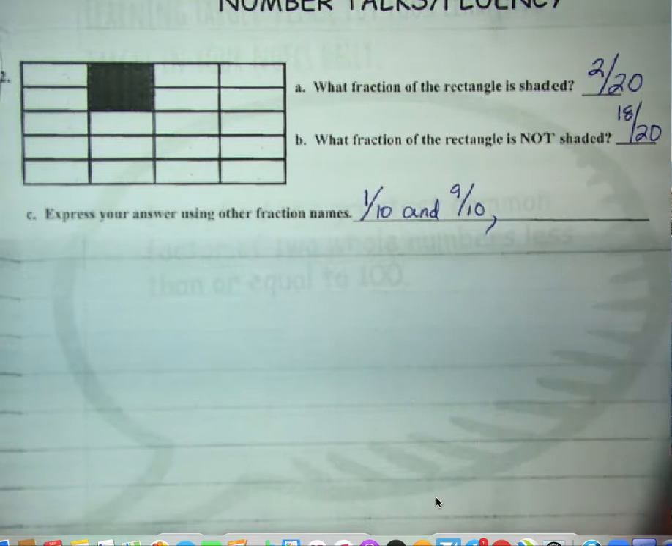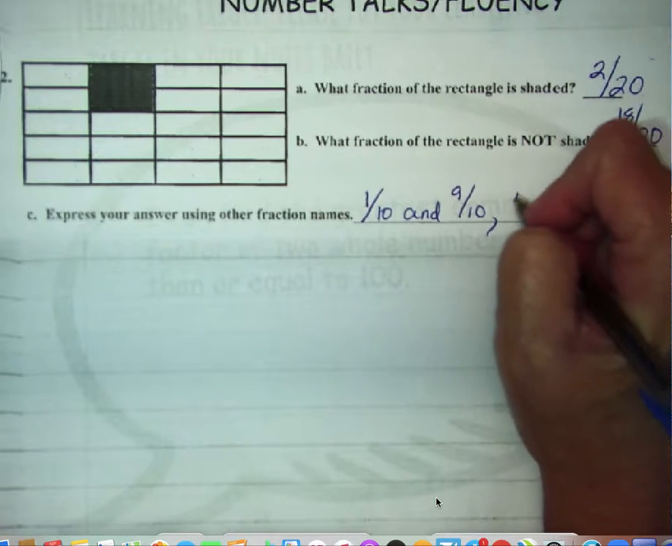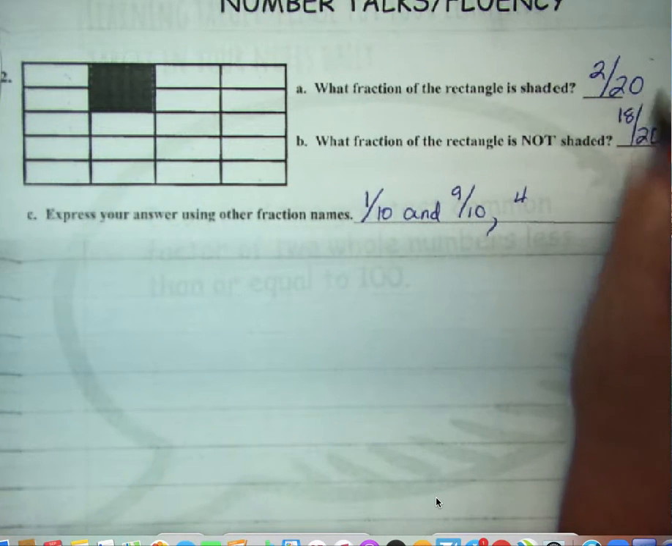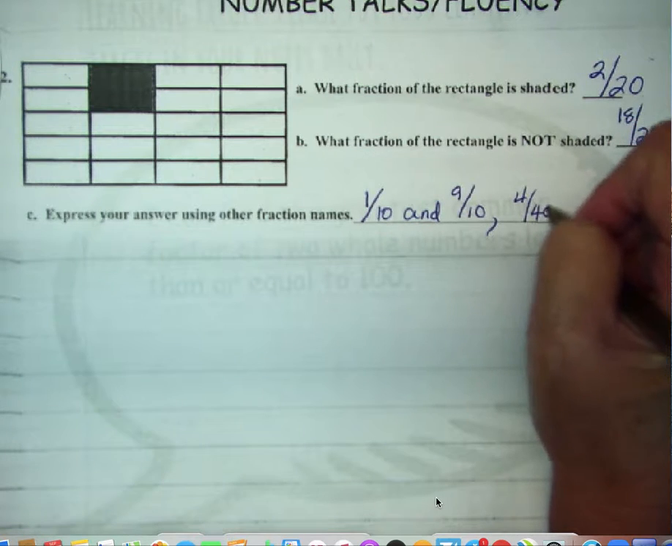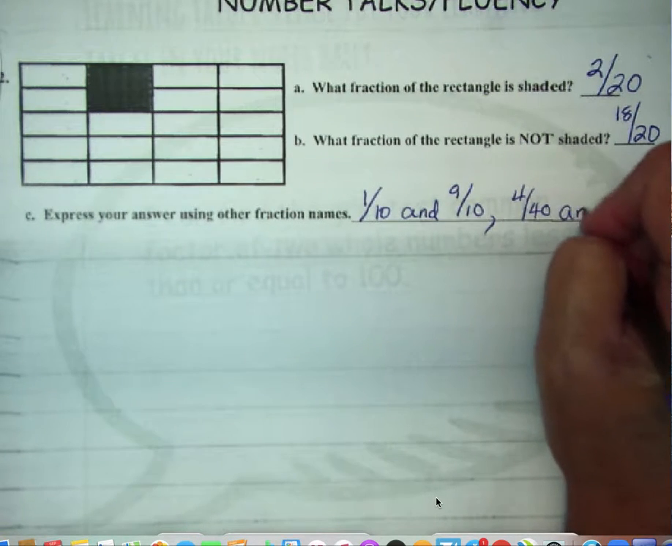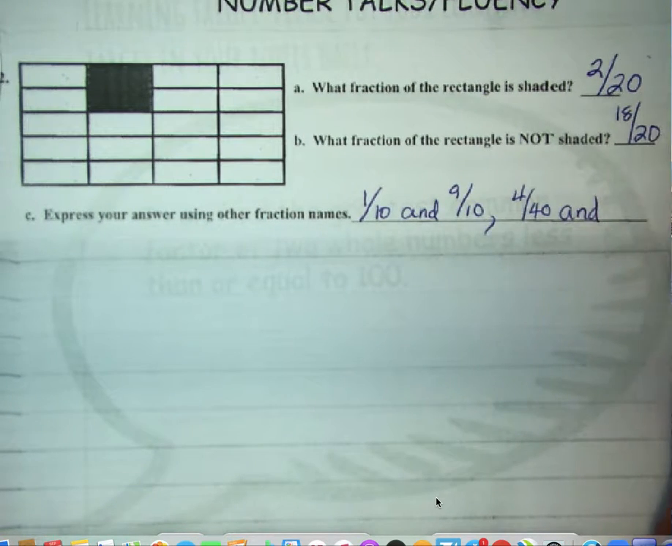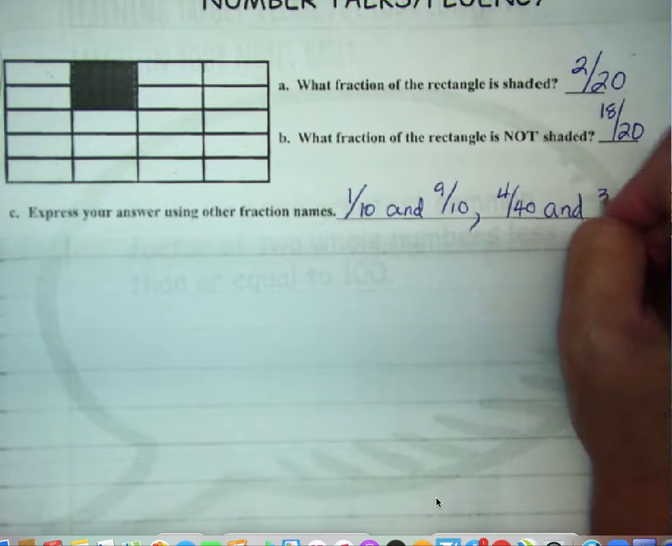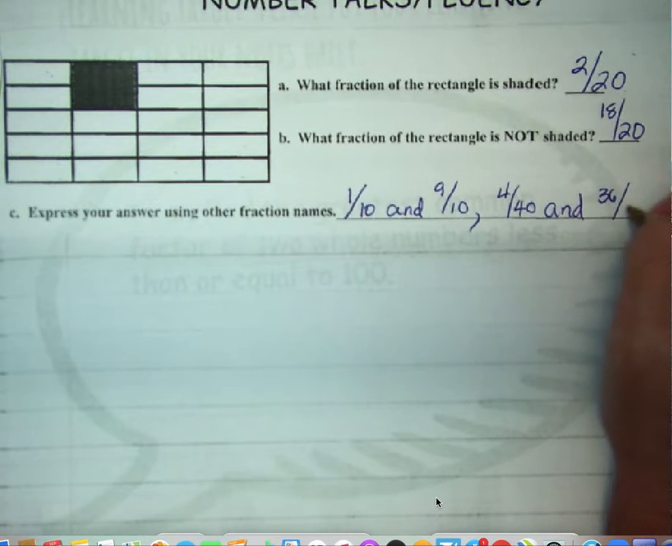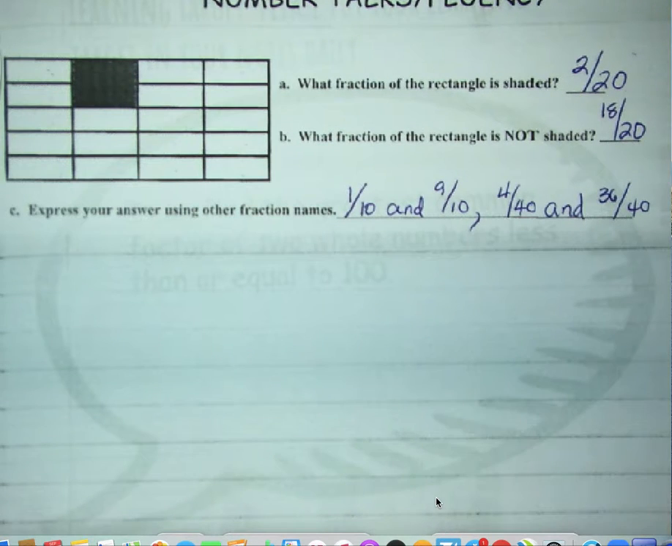Could I double both of them? 2 times 2 is 4. 20 times 2 is 40. Okay. And 18 times 2 is 36. And 20 times 2 is still 40. Okay. You should be starting to notice something between these two.